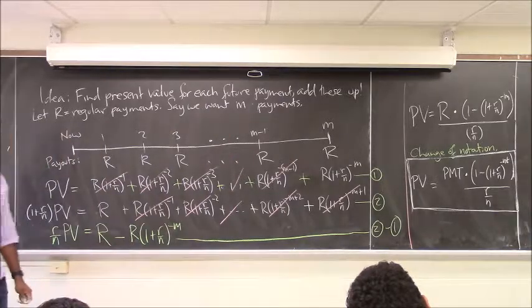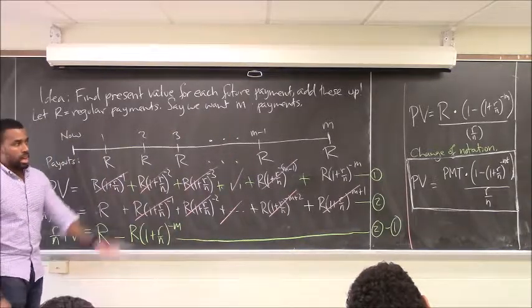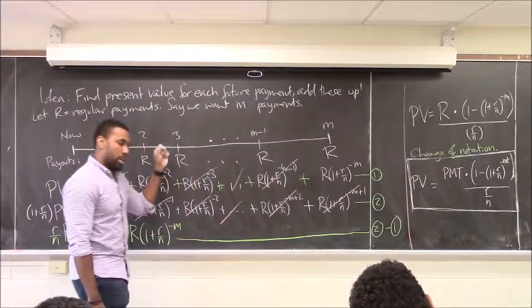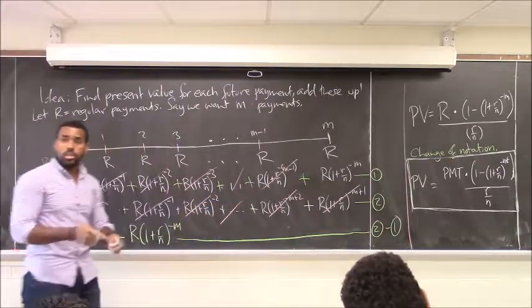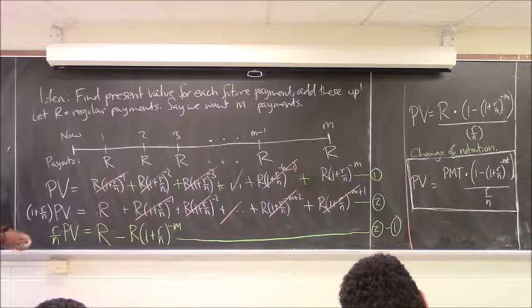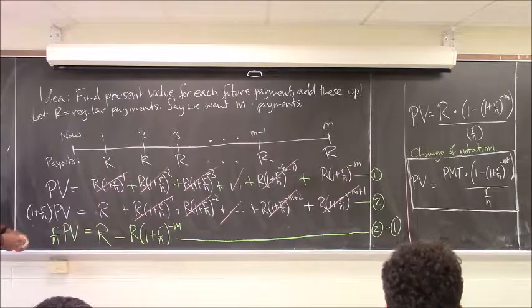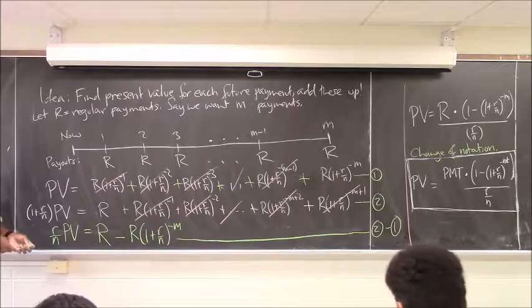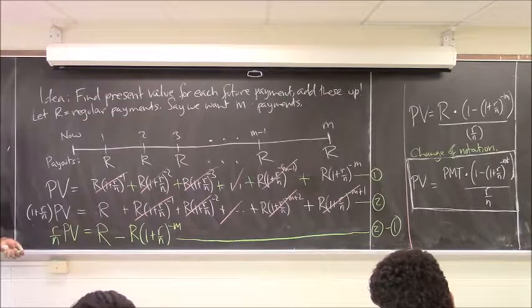So if I want to have a bunch of regular payments, that formula tells me what lump sum I need to put in now. Yeah, do you have a question? Yeah, is the PMT divided by r over n or no? Yeah. Okay. Either way, it'll be the same.